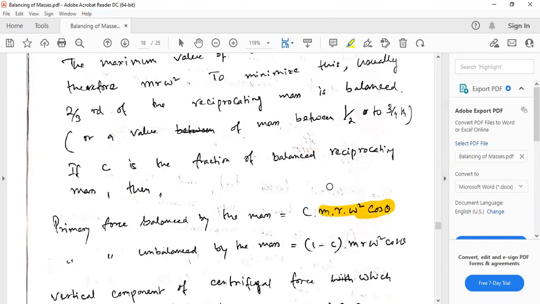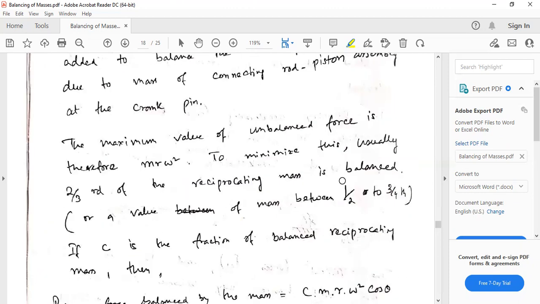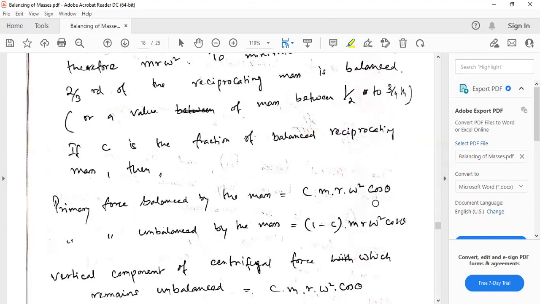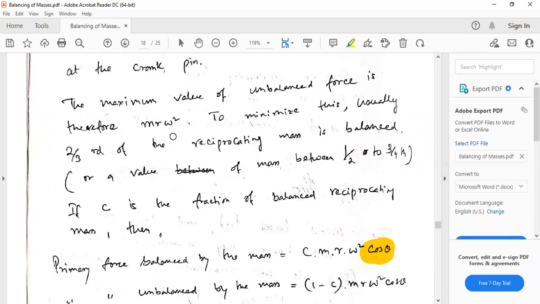So you see, since we have balanced the c portion of this mass, the force will be, see, mass and force are different. These are a lot of confusing things here. We have considered cos theta because we have to balance it at any angle, right? So maximum will be mr omega square. That's fine, but suppose any angle is 10 degree, 40 degree, 30 degree, whatever. So that's why we have considered cos theta. We have seen that the unbalanced force was mr omega square. We don't completely balance it. We balance only a portion of it. So the fraction is c.